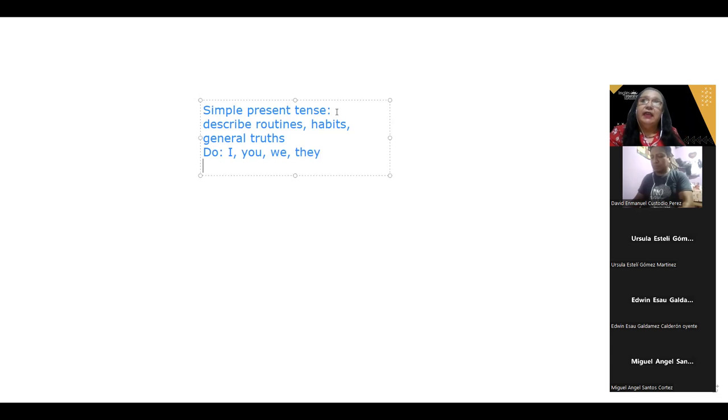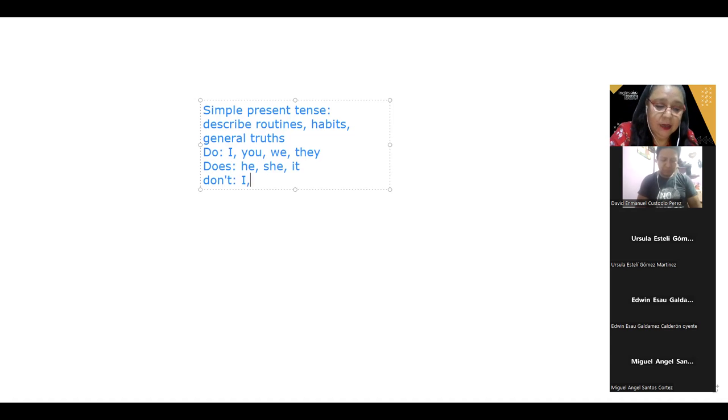So the verb ends in O, but this is a modal auxiliary. By itself, it doesn't have meaning, no meaning when you translate the sentence from English to Spanish. When we use it for the third person singular, because the verb ends in O, we add ES, and we get does. So we say, does he, she, it? Yes or no? This is for questions. In affirmative, we don't use the modal auxiliary. But in negative, we use don't, correct? For I, you, we, they.